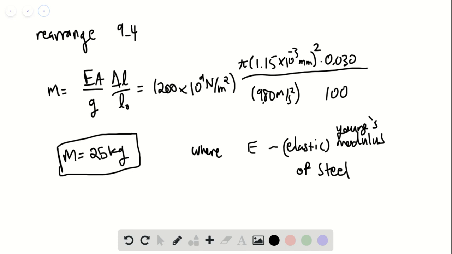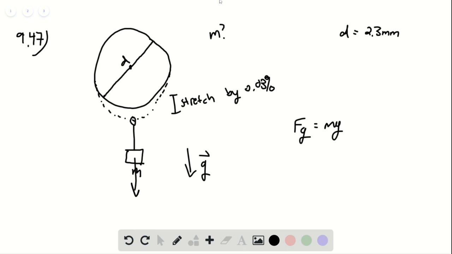And yes, so if you plug in all the numbers, 200 times 10 to the 9th newtons per meter squared times pi times the square of 1.15 times 10 to the negative 3 meters multiplied by 0.03%, divided by g times 100, it will give us about 25 for the mass. So the mass that was suspended here is 25 kilograms.